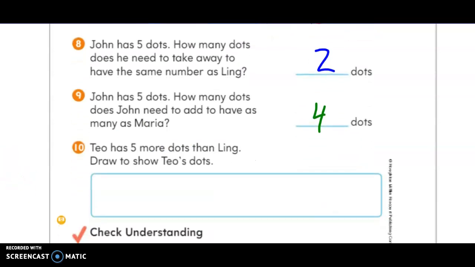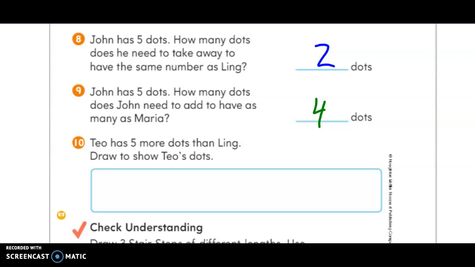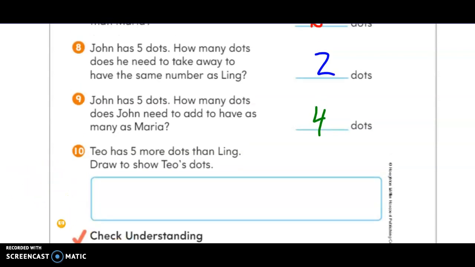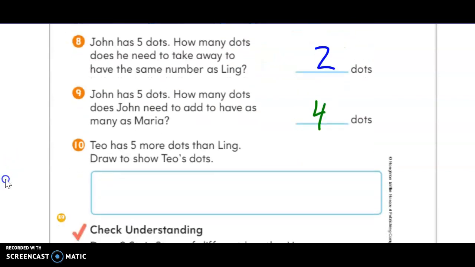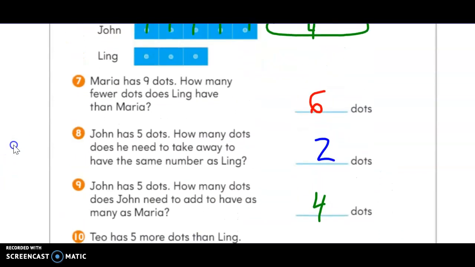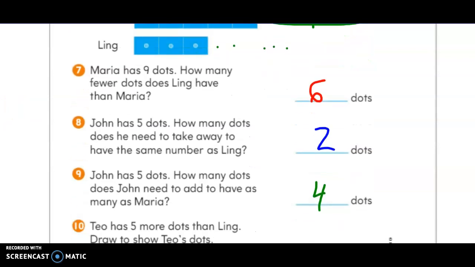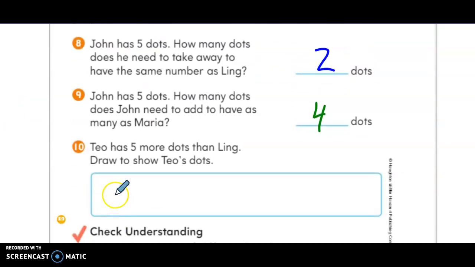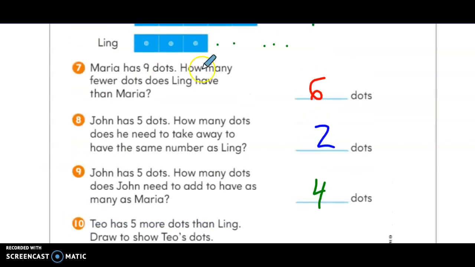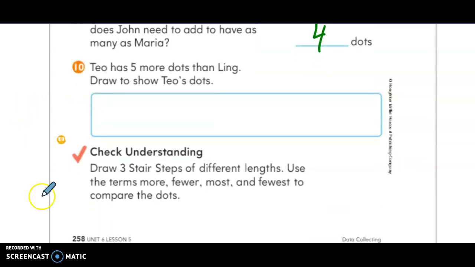Okay, for number 10, it says Tio has 5 more dots than Ling. Draw to show Tio's dots. So up here, you're going to make another spot for Tio, and he's going to have 5 more than Ling. So if Tio has 5 more, we would have to put on 1, 2, 3, 4, 5 dots, okay, to show that he's got 5 more. And you have this box down here, so if you want to do it down here, you can do it down here. If you want to do it up here, you can do it up here. I'm just going to put a T for Tio. Okay, and you don't have to do this.